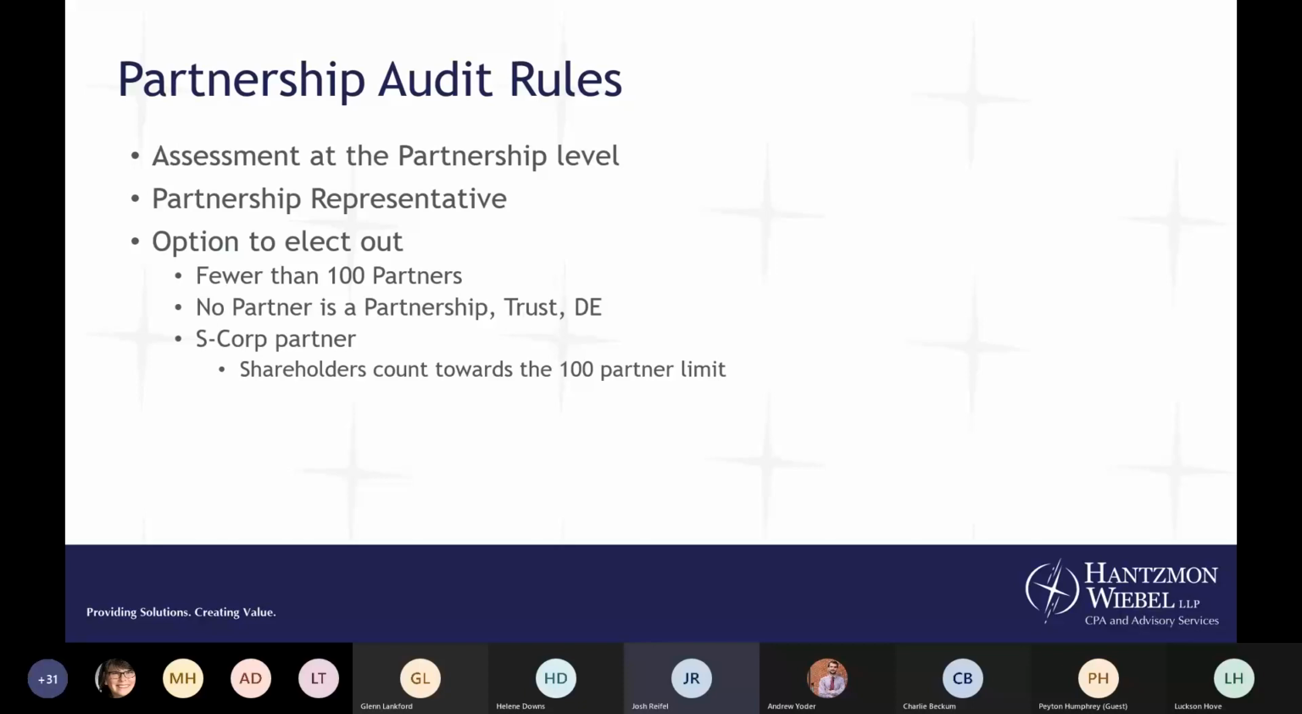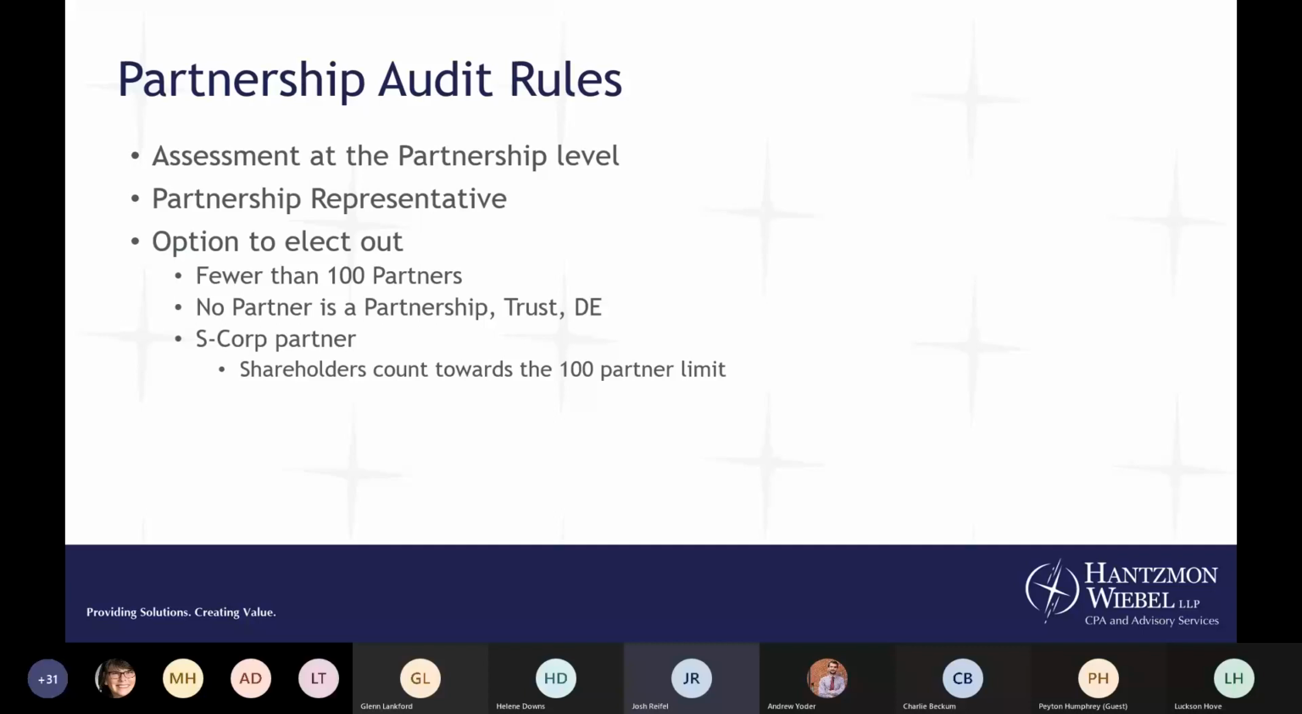So there's a way to elect out of this partnership audit regime, but there are a couple of stipulations as far as what the requirements are to elect out. The requirements are kind of similar to the S corporation rules, in this first one at least: fewer than 100 partners. No partner can be another partnership, a trust, or a disregarded entity.